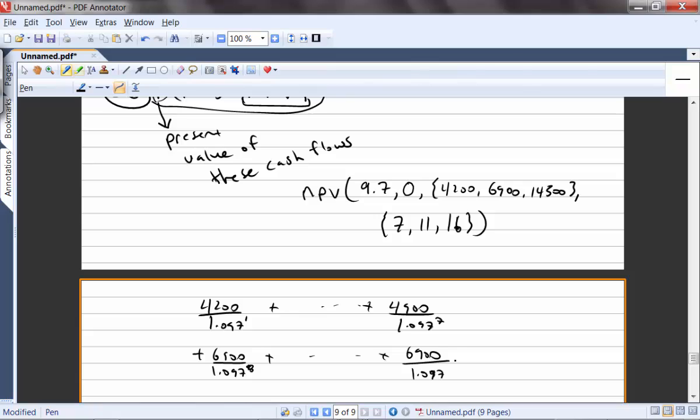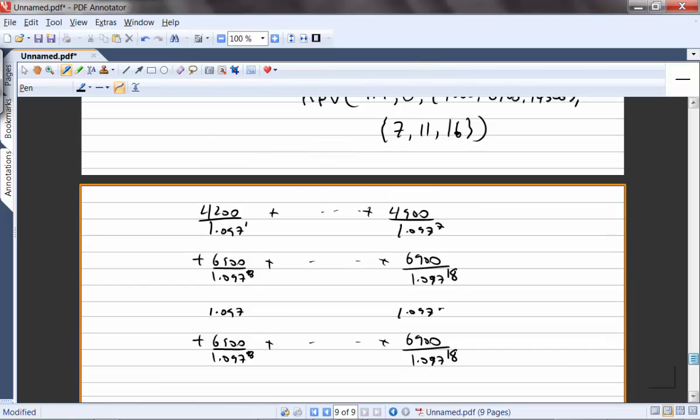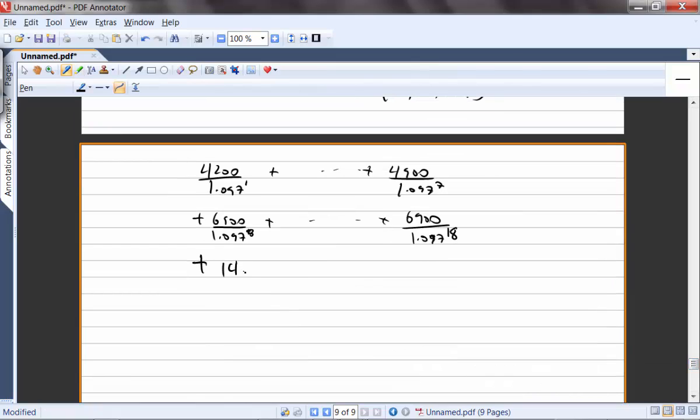18, sorry. Right? Plus 14,500 divided by 1.097 to the power of 19, all the way out. 14,500 divided by 1.097 to the power of 34. You do all that in your calculator.